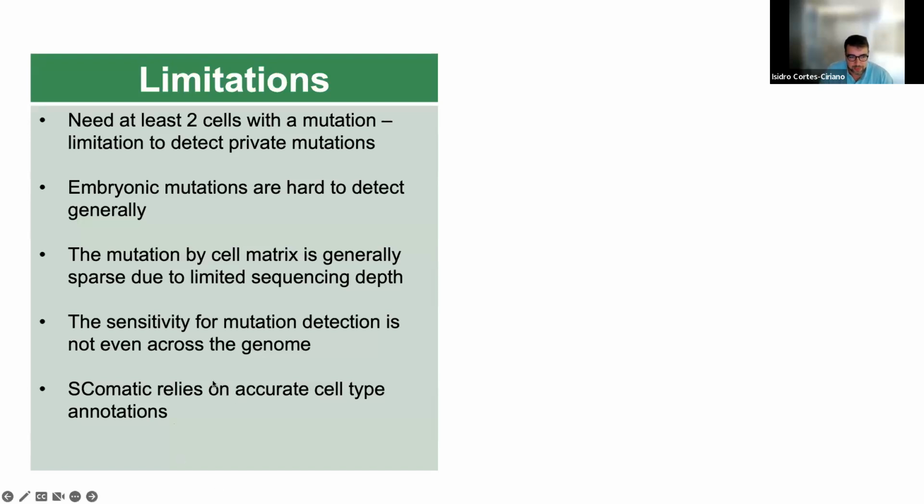And finally, we really rely on accurate cell type annotations, and that requires hard work. And sometimes that is not possible, or for some public datasets, annotations might not be reliable. So this is not necessarily a limitation of the algorithm, but it really requires careful thinking and consideration when running the tool.